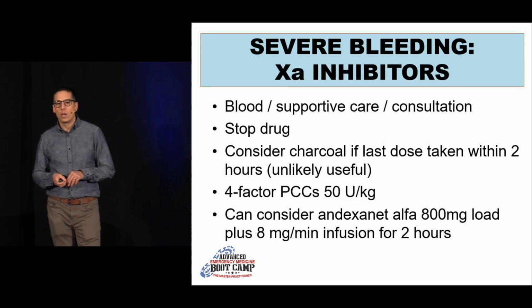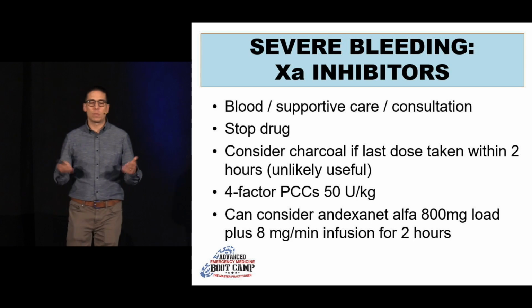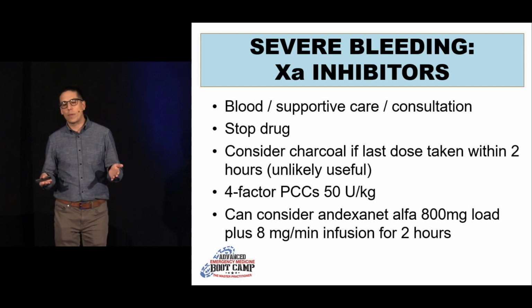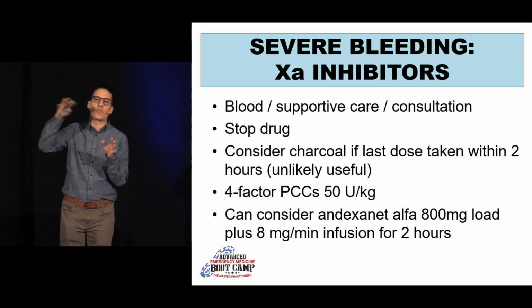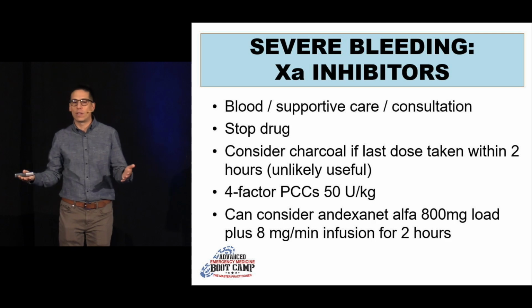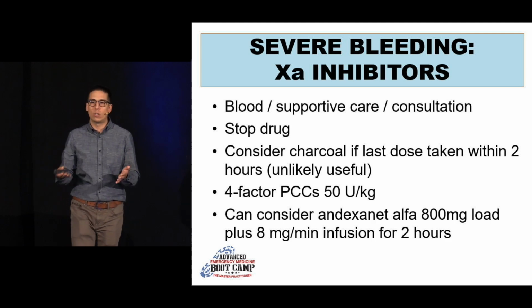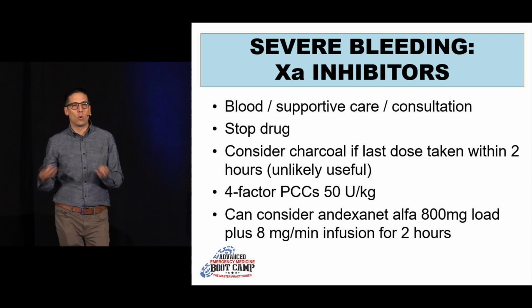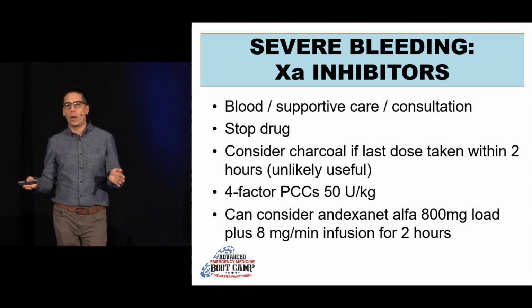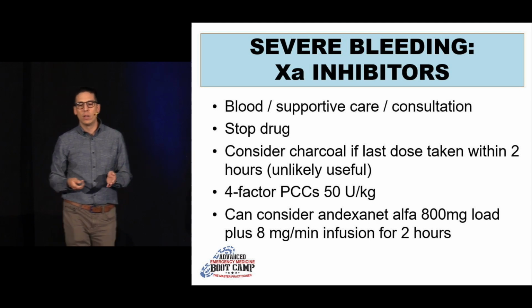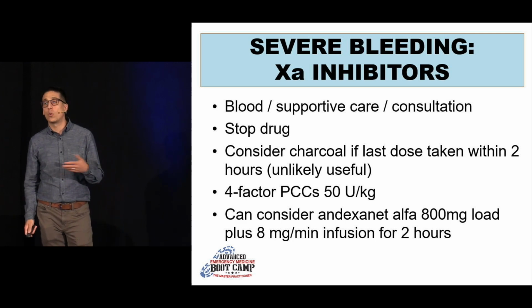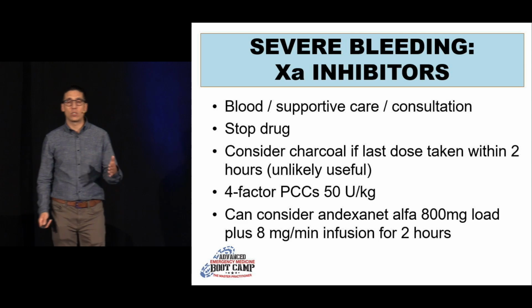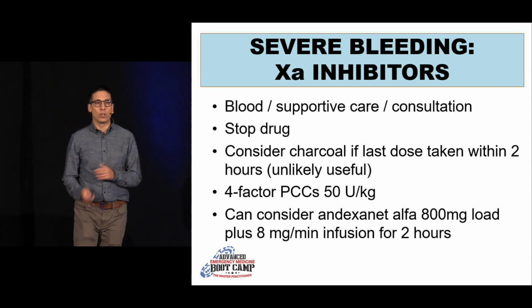10A inhibitors, again, stop the drug, blood, supportive care, consultation. They talk about considering charcoal, unlikely to be useful, right? If you just took a dose, it's going to decrease the area under the concentration time curve for that dose, but it's not going to get rid of the stuff that's in your body. So what you need to do is overwhelm it stoichiometrically by giving a whole bunch of PCCs, and you can think about whether or not you believe in andexanet alfa, in which case it's an 800 milligram load and then 8 milligrams per minute for 2 hours. And what happens after that 2 hours to date is still unknown in the literature.